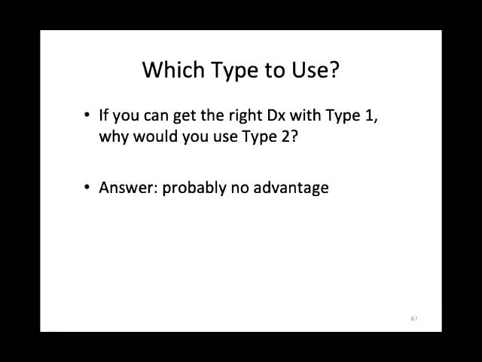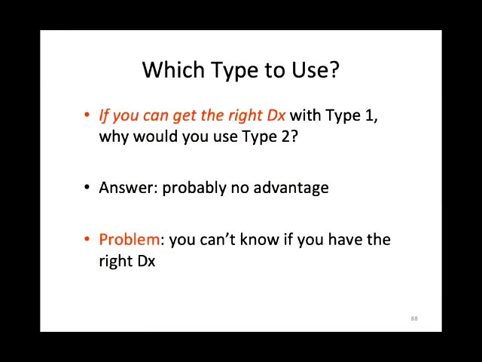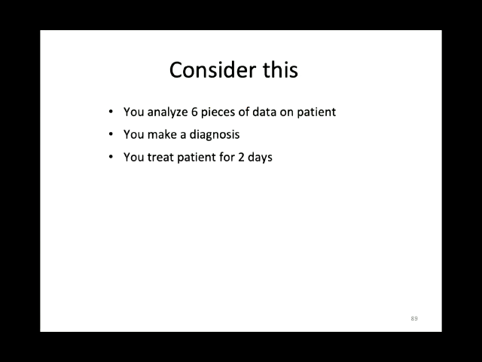And so which type should we be using? Well, if you can get the right diagnosis with type 1, why would you use type 2? And the answer is there's probably no advantage. But the problem is we don't know when we have the right diagnosis. And so we might be using shortcuts in a patient who looks reasonably simple and straightforward, and we don't do a deep enough dive and explore all of the data, or if there are some inconsistencies with the data, we might not make the effort to understand or explain all of this.